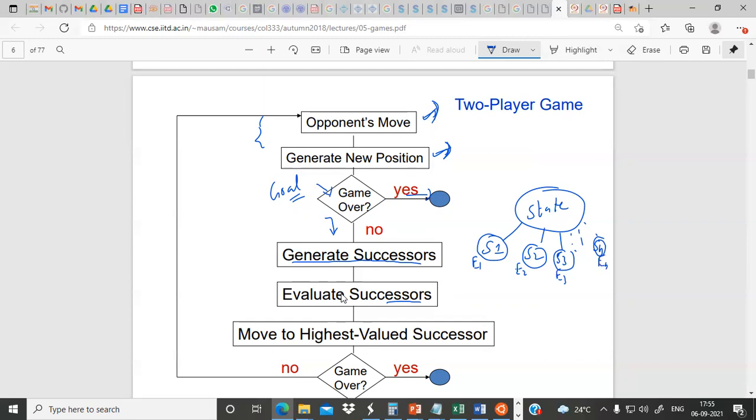After evaluating, this is our current state. Then from the current state, we move to the state with the highest valued successor. All these are successors. Say out of these, whichever is the highest valued, say S3 is the highest valued, then we will move to S3. So now we have moved to a new state.